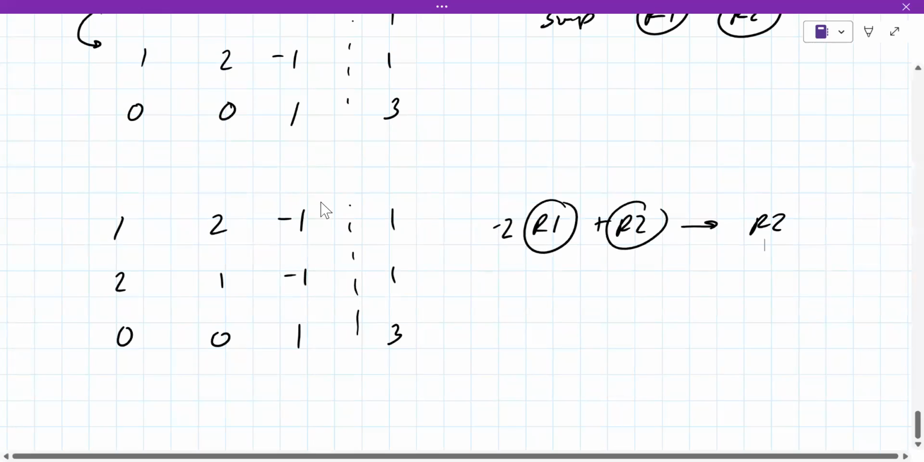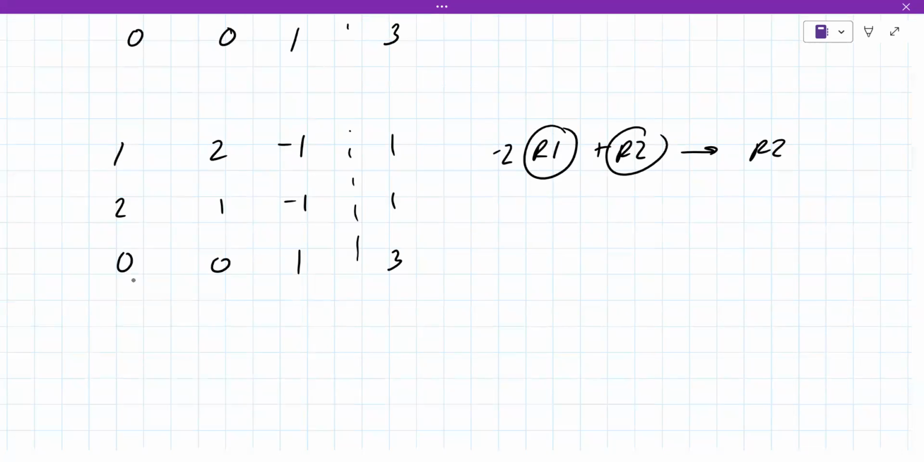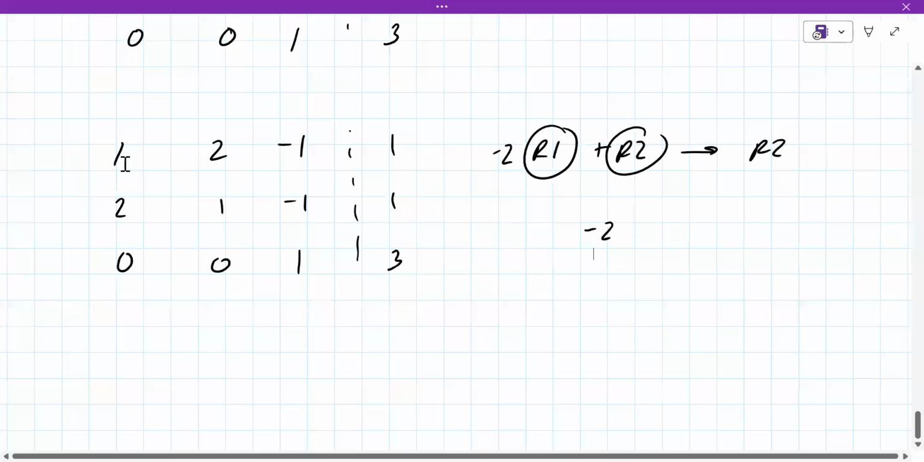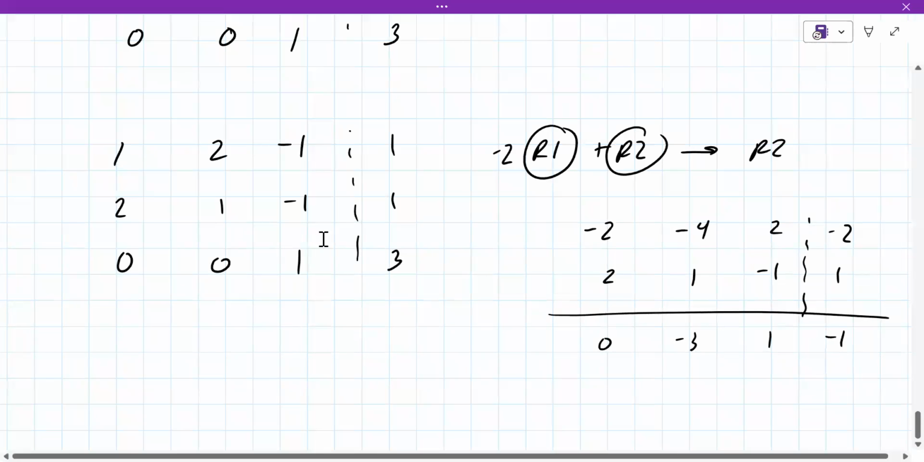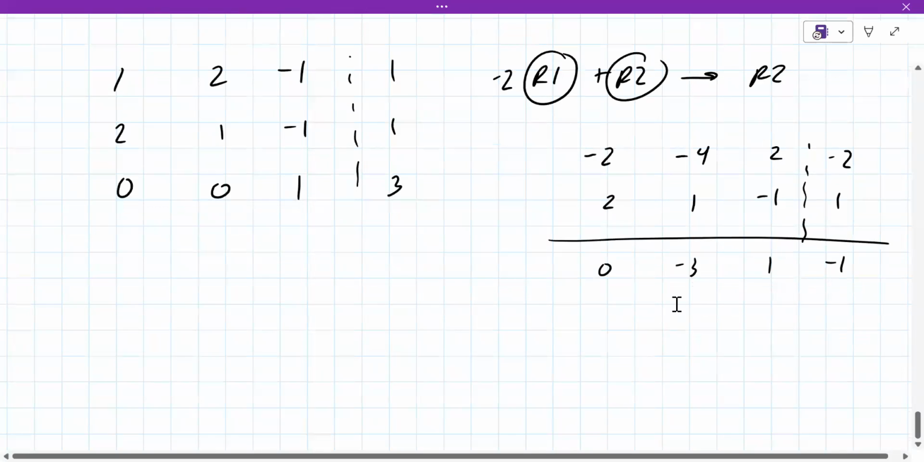And the reason you're doing that is you really want to get a 0 in this position, which we're about to have. So sometimes what students do is they show that off to the side here. They show the multiplication of row 1 times -2: -2, -4, 2, -2. And then I'm writing row 2 down here and adding them together. 0, -3, 1, -1. This right here is your new row 2. And so you replace row 2 with what you just found. 1, 2, -1, 1, 0, -3, 1, -1, 0, 0, 1, 3.